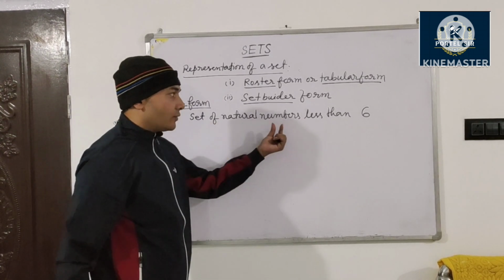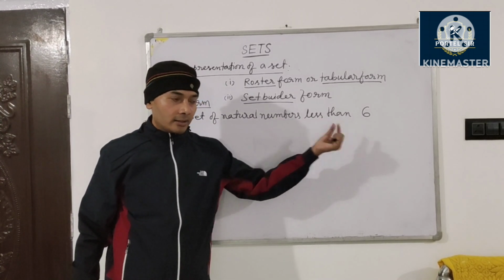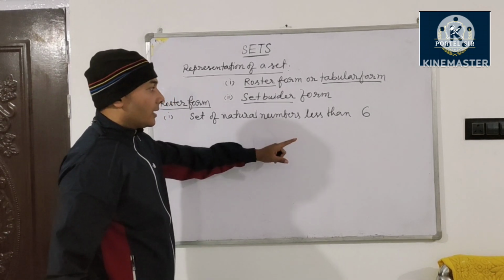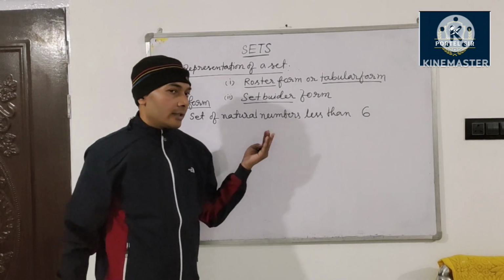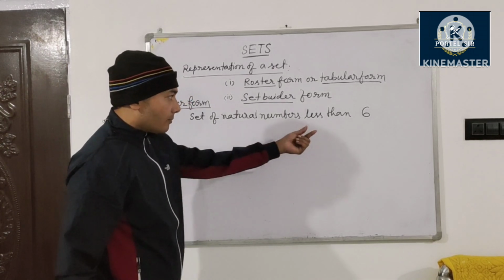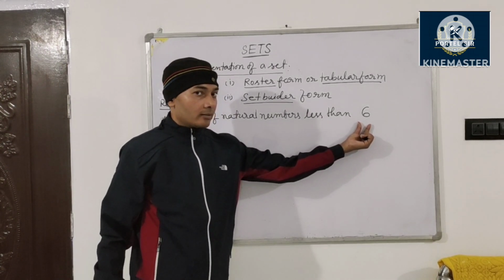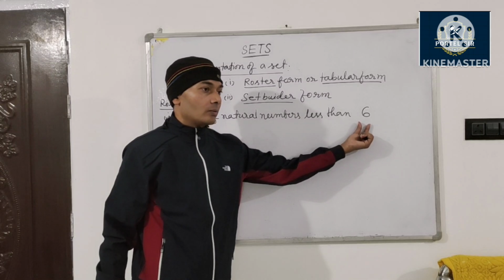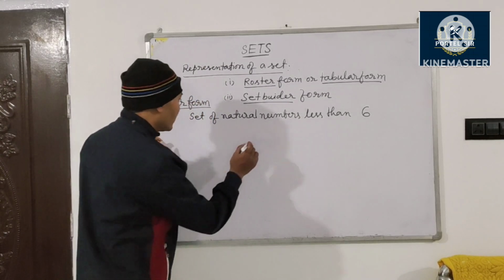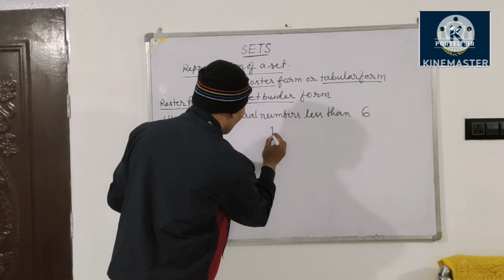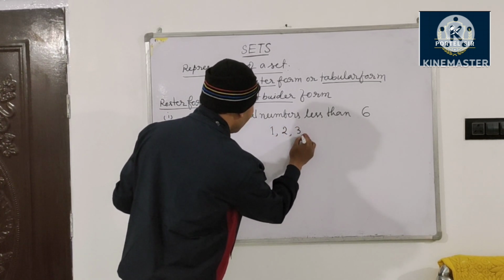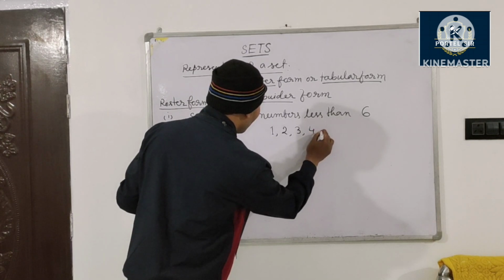Set of natural numbers less than 6. How can we write it? You know the natural numbers: 1, 2, 3, 4, 5, but less than 6, so 6 is not included. That is why we will write the elements: 1, 2, 3, 4, 5.